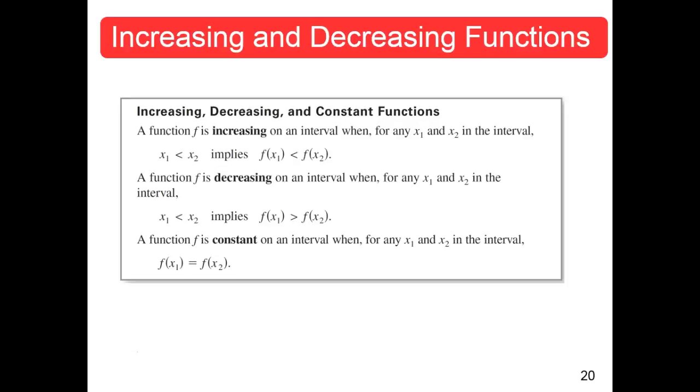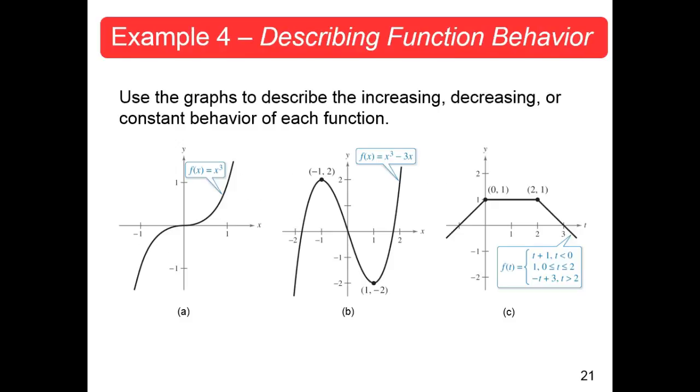Now, a function is constant on an interval when for any x1 and x2 on that interval, and it doesn't matter the order now, f of x1 is equal to f of x2. For everyone in there, that means it's a constant function. If those are always equal in that interval, that's a constant function. Make sense? Good deal. All right.